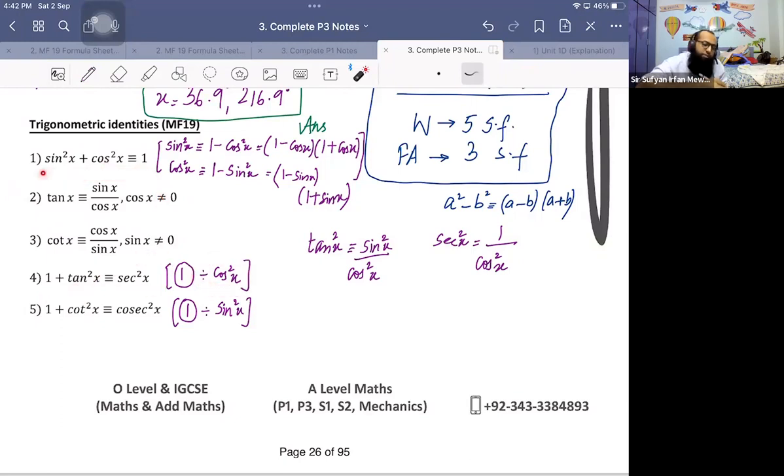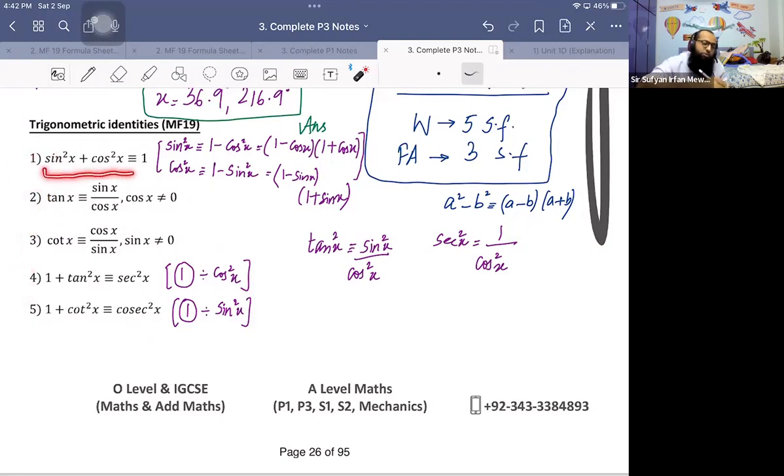Similarly, if we divide the first identity by sin square, then sin square over sin square will give us 1, cos square over sin square will give us cot square, and 1 over sin square will give us cosec square. Although no one is going to ask us, we need to know how the fourth and fifth ones are derived. So basically, these two are the main identities. Using the second one, we derived the third one, and using the first one, we derived the fourth and the fifth one.